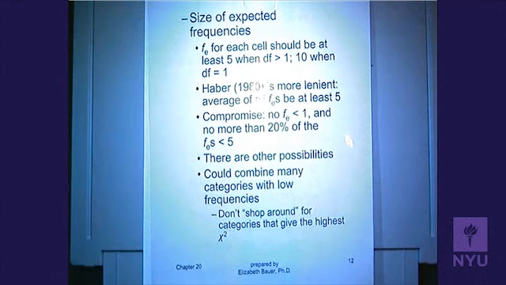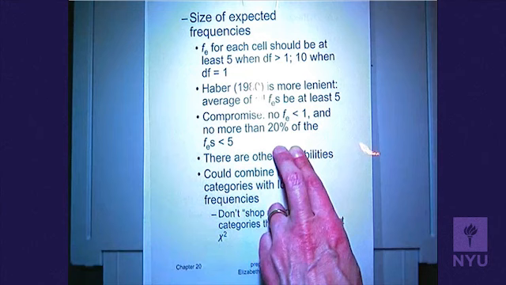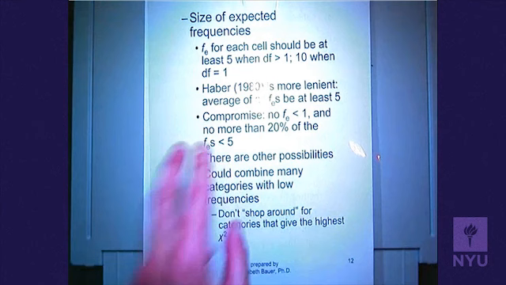But there are people who give other criteria. Haber is more lenient, all right? He says the average of all the expected frequencies should be 5. That's a more lenient criterion. There's a compromise: no expected frequencies less than 1 and no more than 20% less than 5. Okay? So there are a lot of different options.